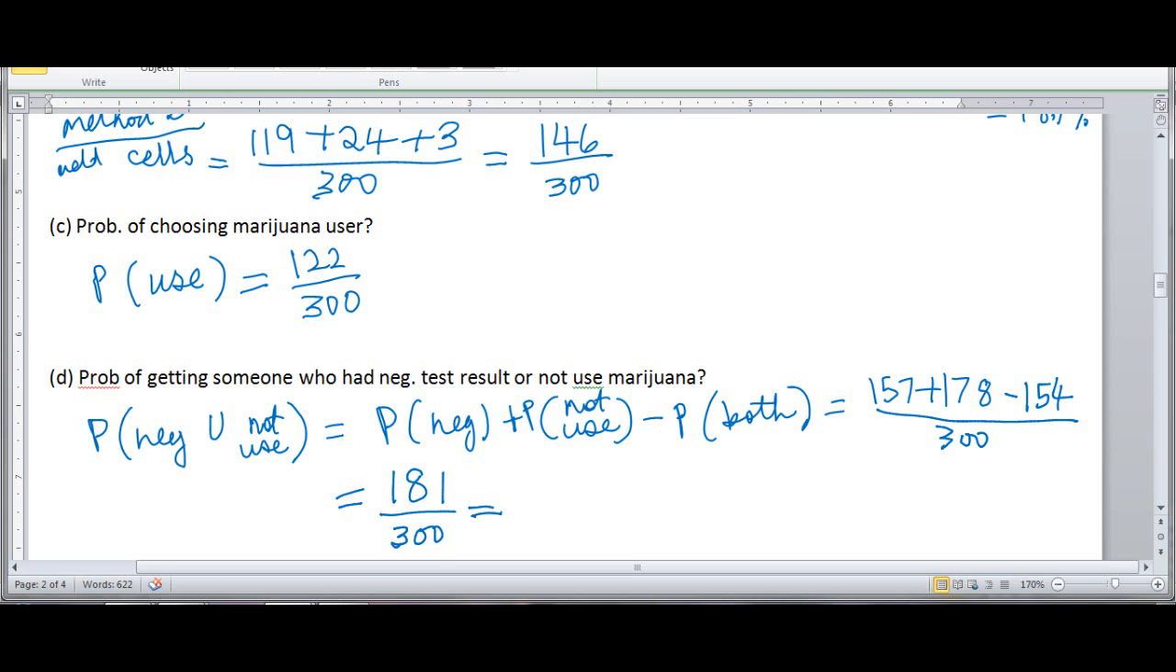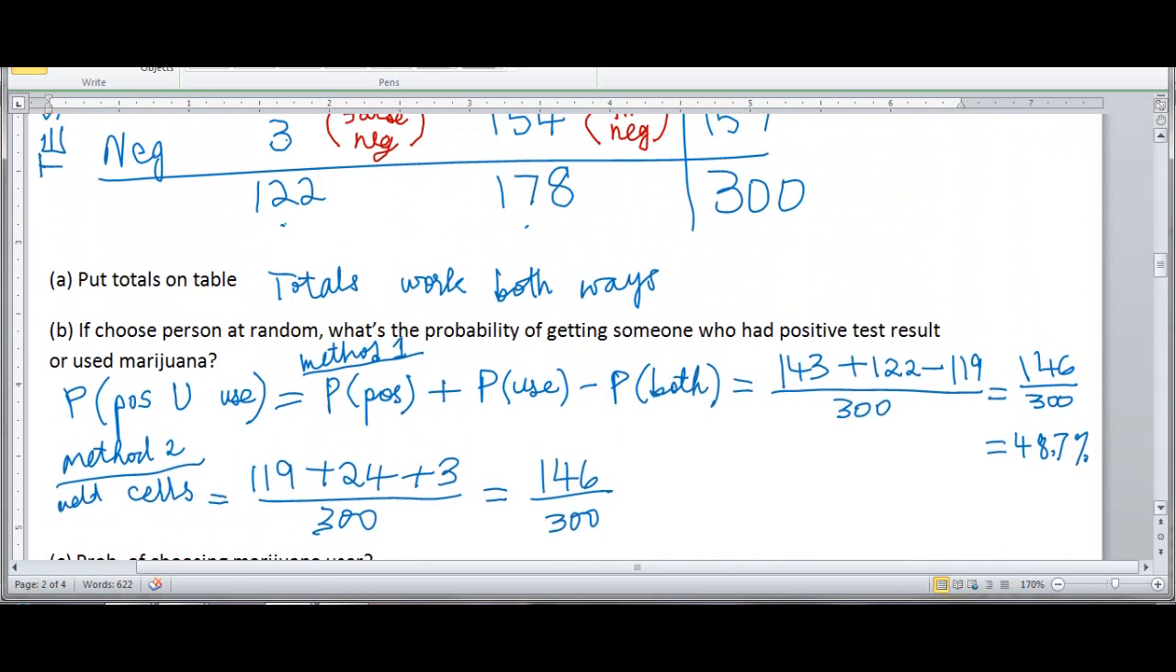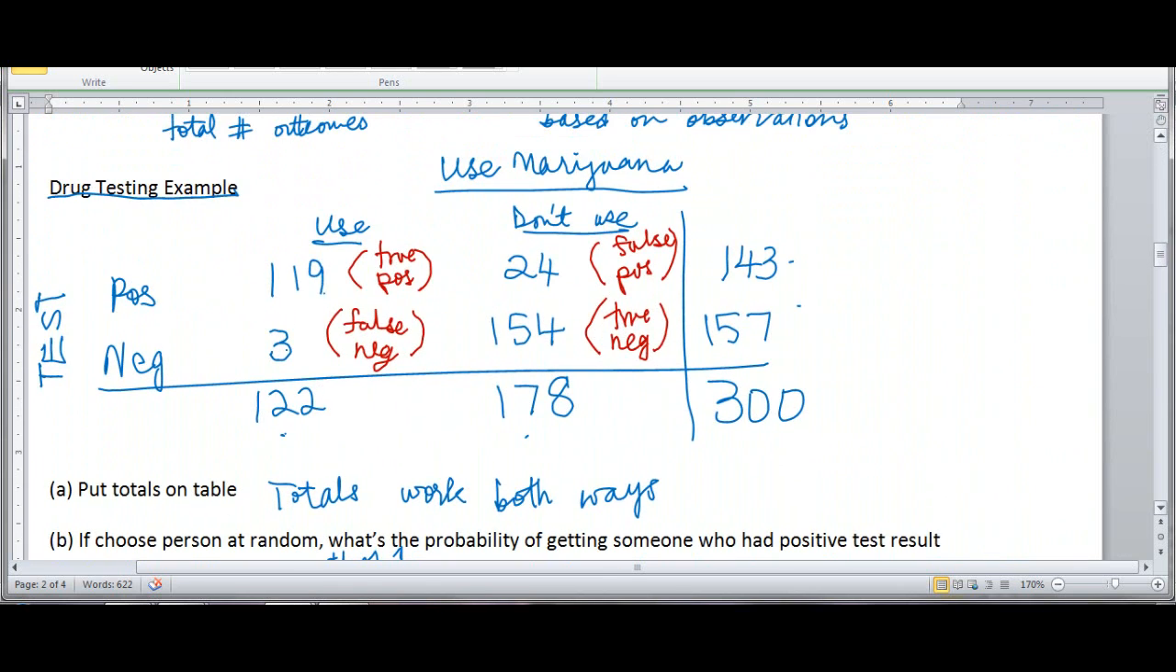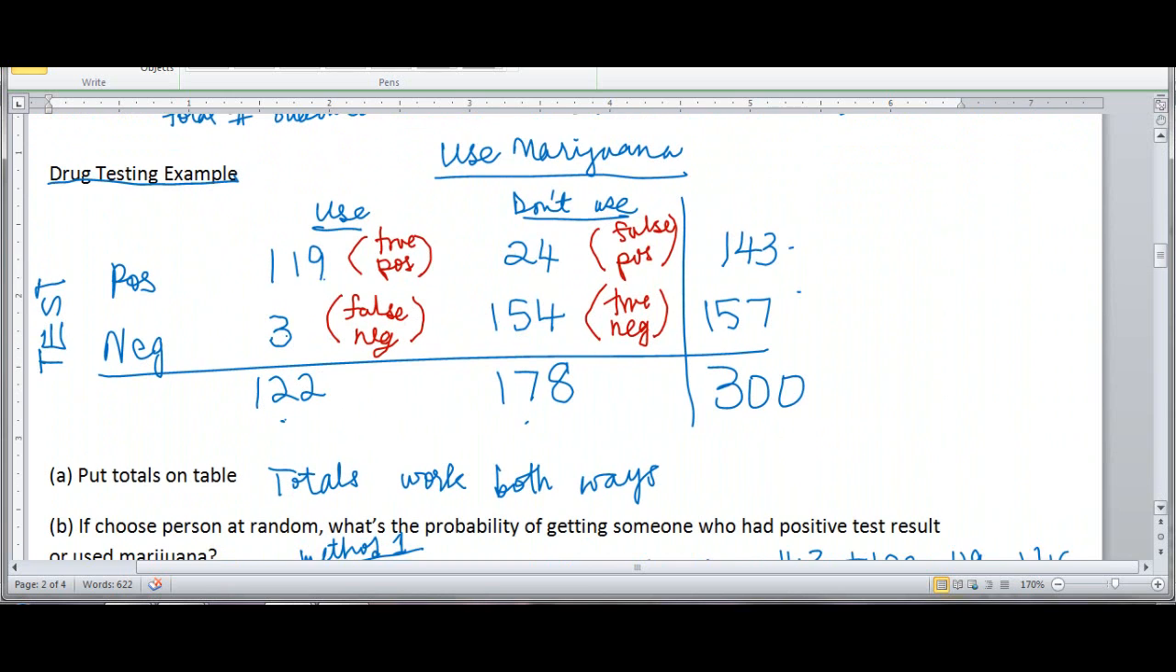You can also use method 2 to add up the totals in the table, or to add up the cells. So I want don't use and negative. That's 3 plus 154 plus 24.